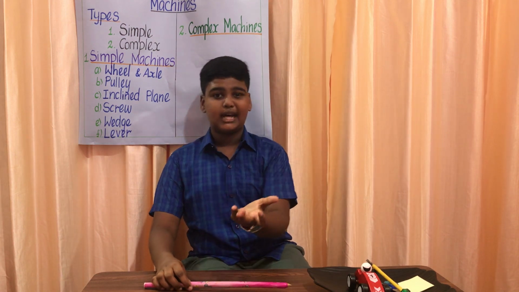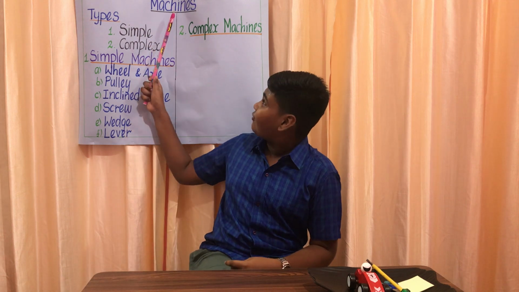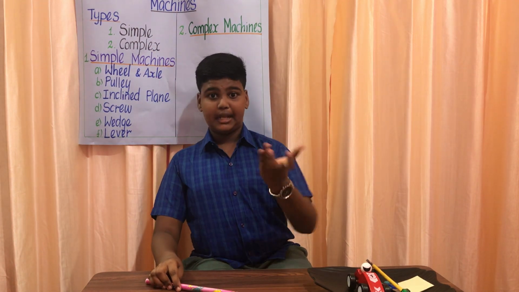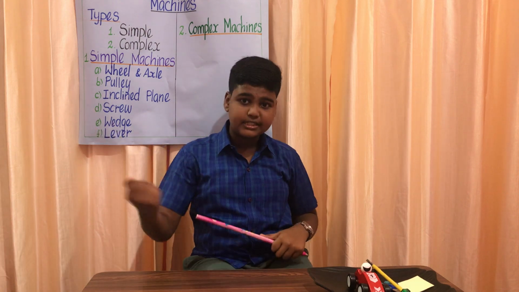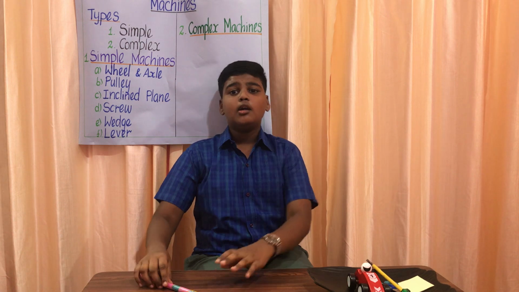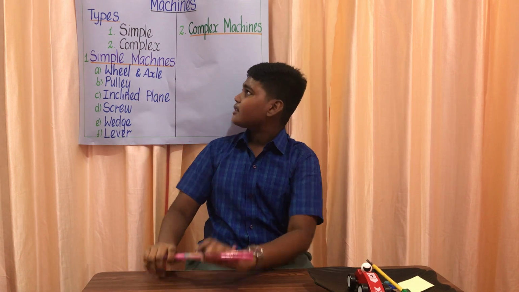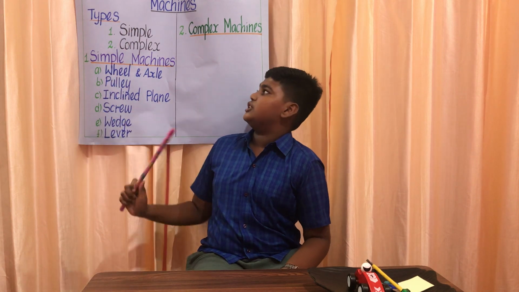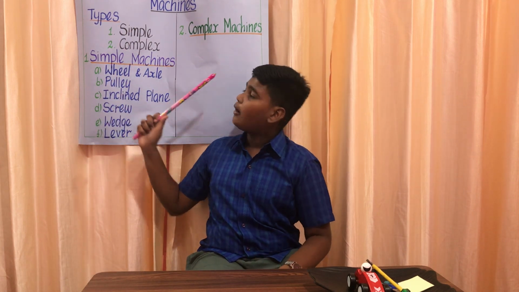that is used to do a task. Another example to define the term machine is a tool that amplifies, that means increases, the effort that is used to do a task. For example, to break a log of wood or to draw water from a well. So in today's class, I am going to tell about the two types of machines. They are simple and complex.